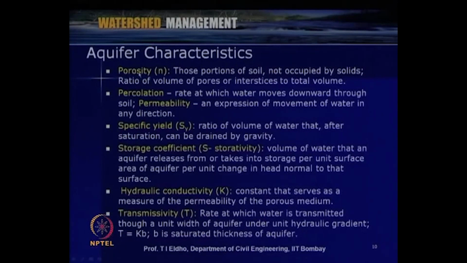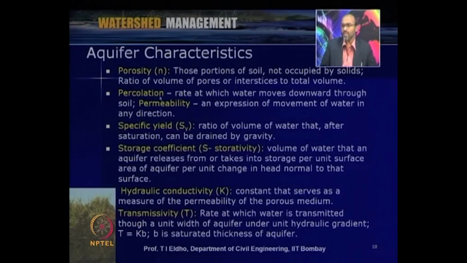The first one is porosity. Those portions of soil not occupied by solids, that is the meaning of porosity. Generally, porosity is expressed as the ratio of the volume of pores or interstices to the total volume. You can see that in this soil medium, there are a large number of pores. Then, further, percolation. Percolation means the rate at which water moves downward through the soil. Once the water has infiltrated down, the rate at which it is moving is the so-called percolation.